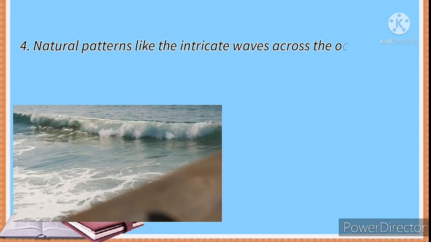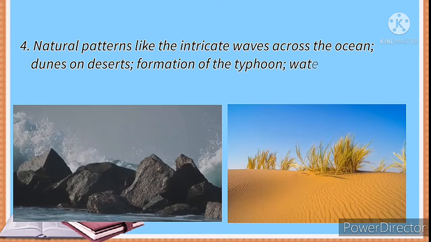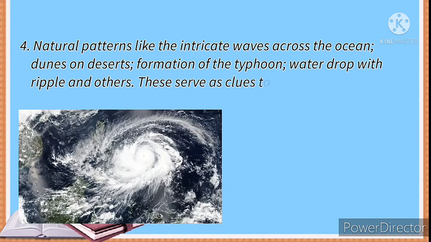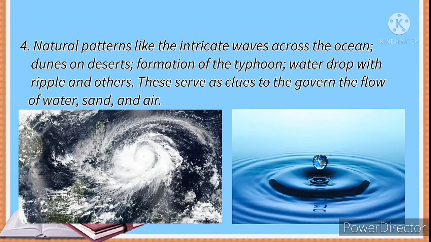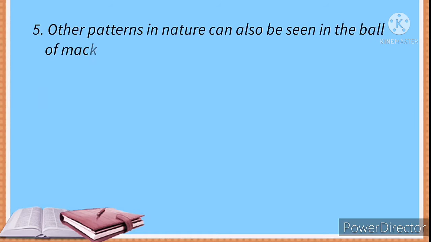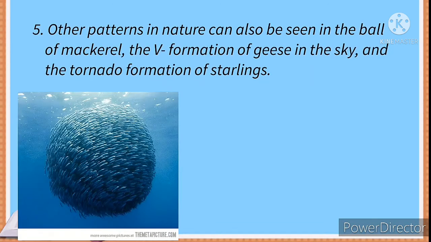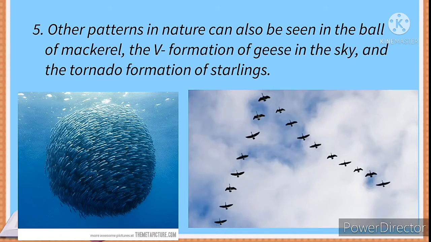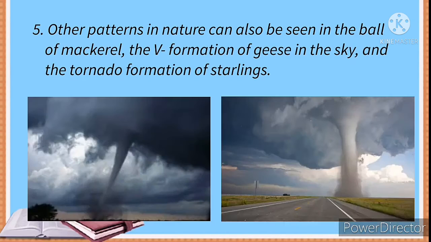Natural patterns like the intricate waves across the ocean, dunes on a desert, the formation of a typhoon, water drops with ripples, and others serve as clues to the flow of water, sand, and air. Other patterns in nature can also be seen in a ball of mackerel, the V formation of geese in the sky, and the tornado formation of starlings.